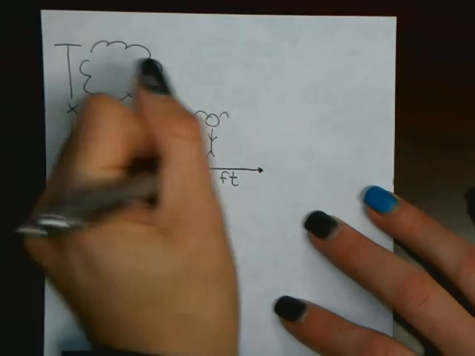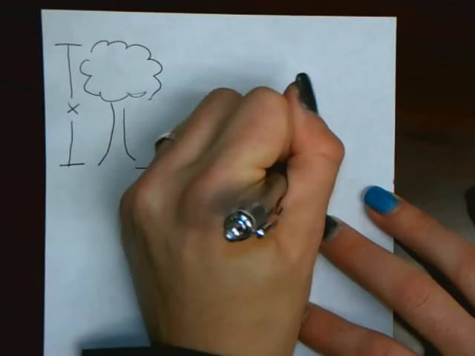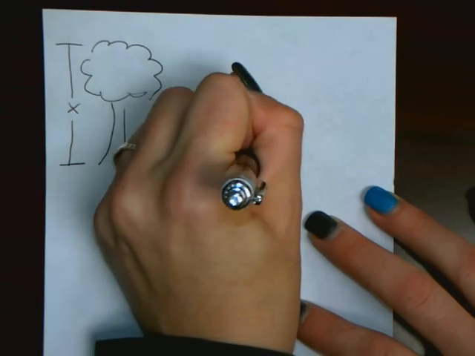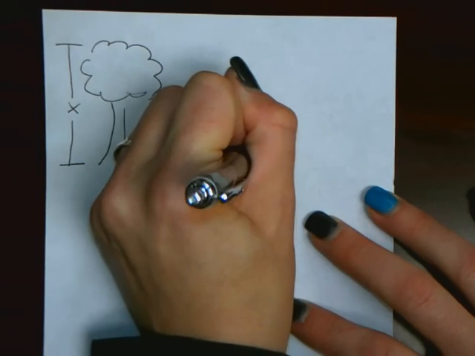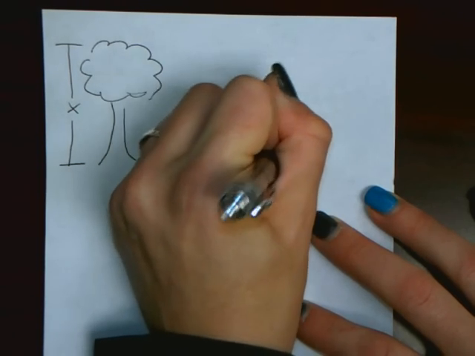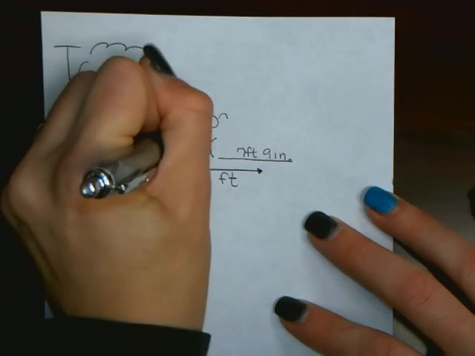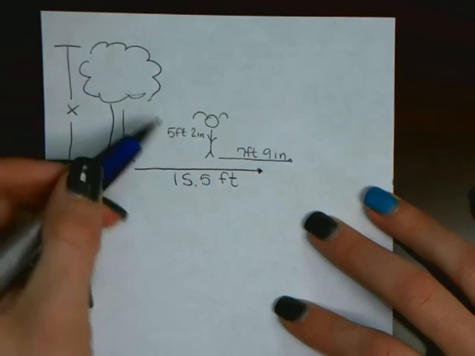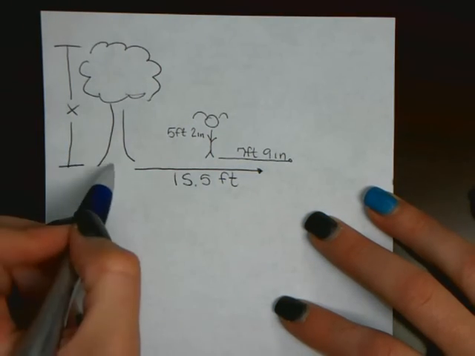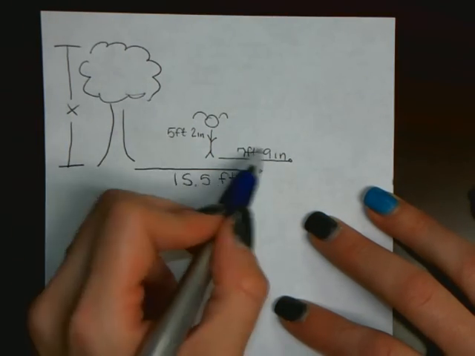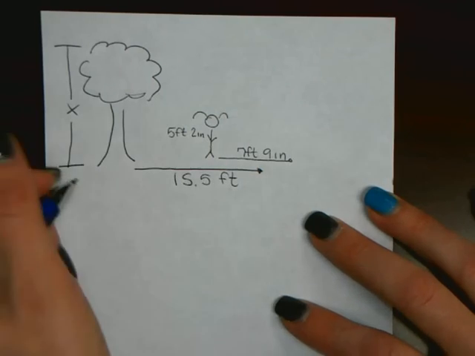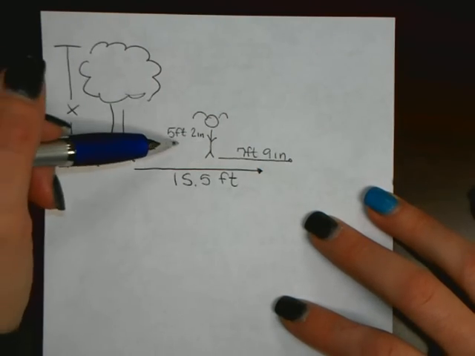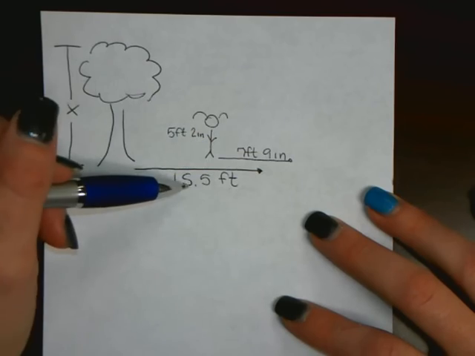And I'm going to use my height and my shadow to see if I can find the measurement of the tree. So at the same time that the shadow of the tree is 15.5, my shadow is 7 feet and 9 inches. And I know that I'm 5 feet and 2 inches tall. Now you can see there's a relationship between the tree's height and shadow and my height and shadow, and we're going to set up a proportion to solve.